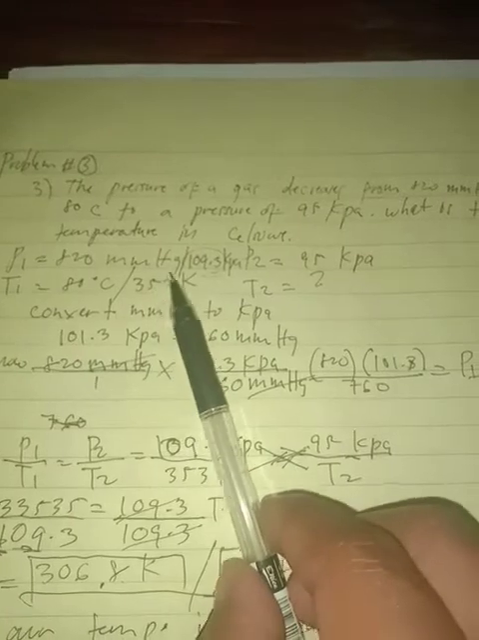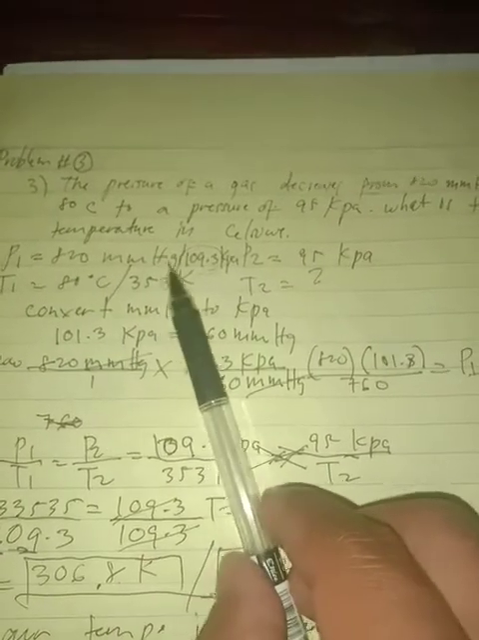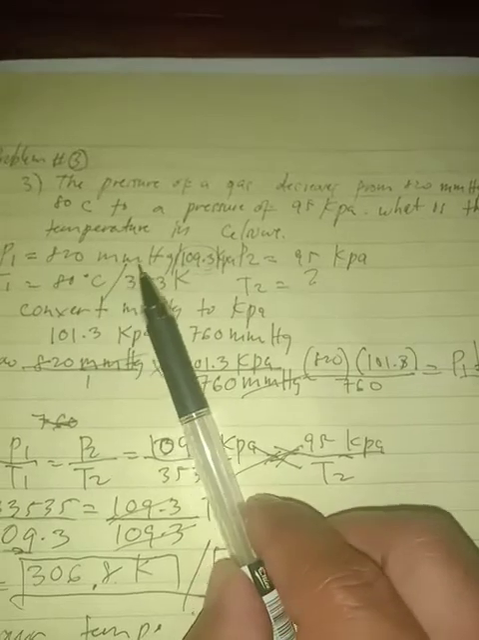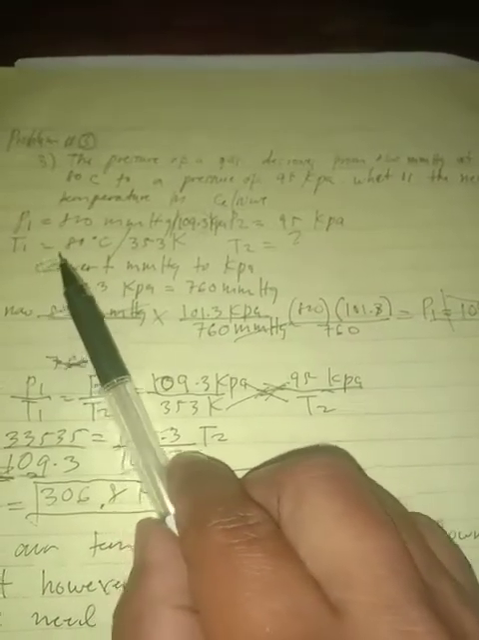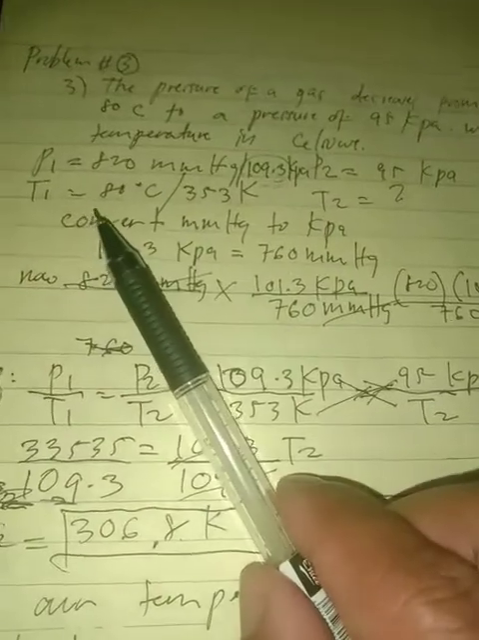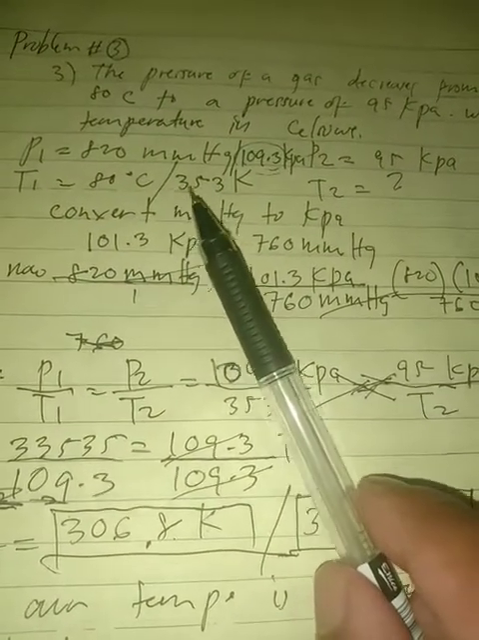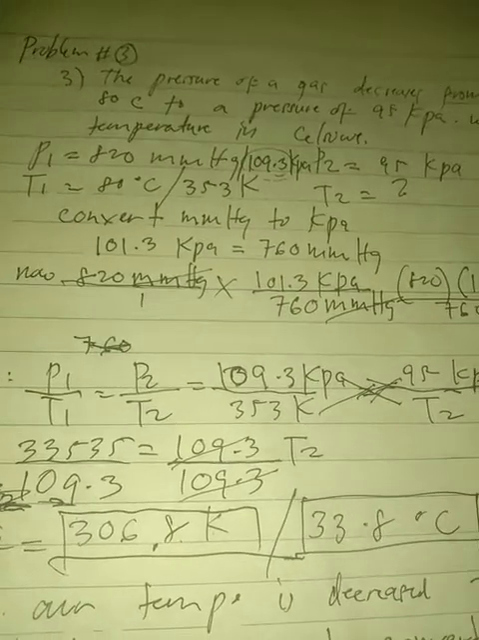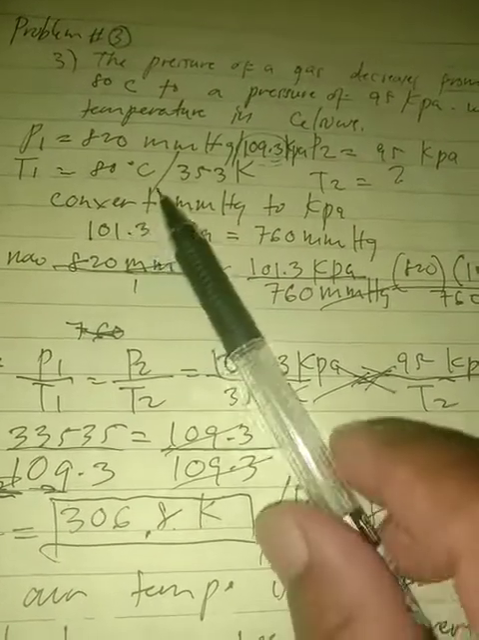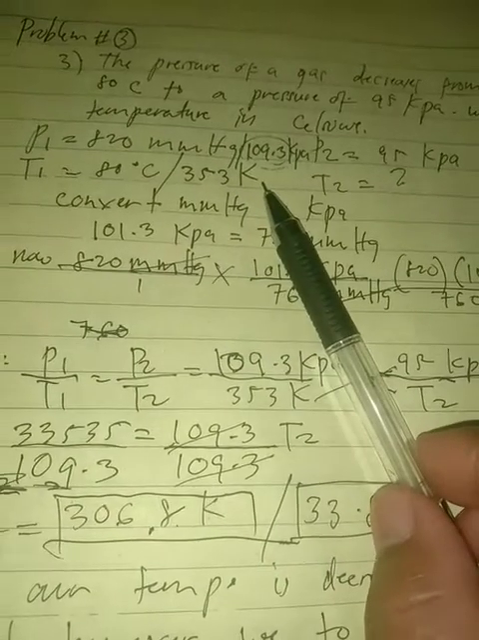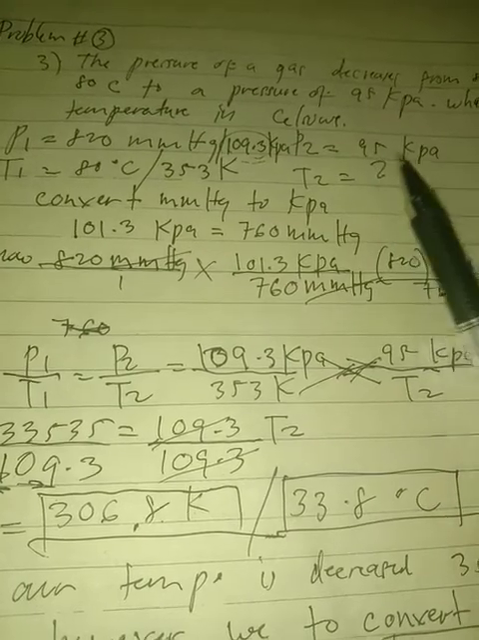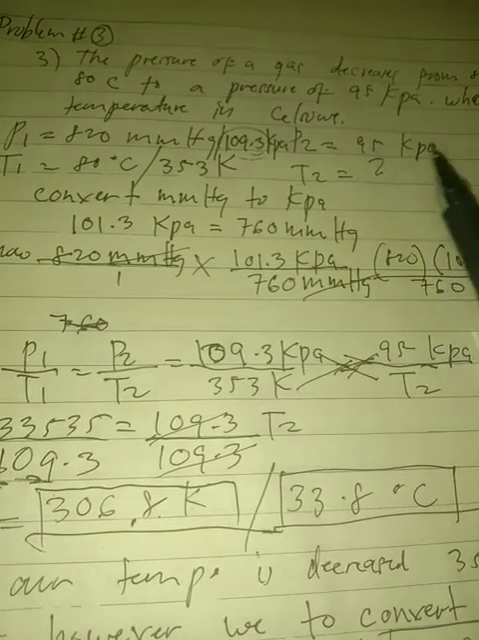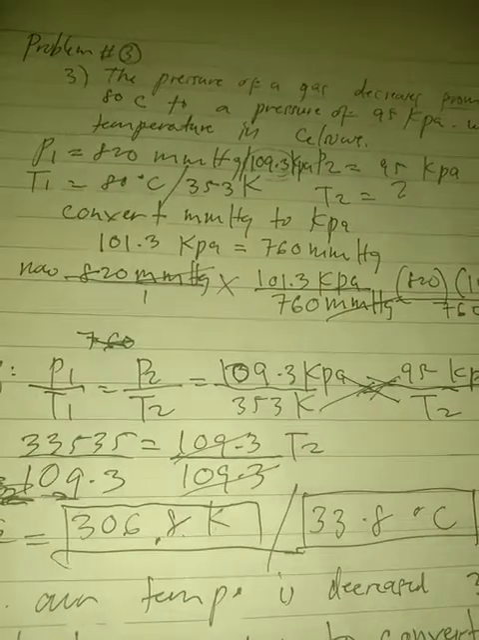To become kPa, we are going to write here 109.3 kPa. So this one we already converted, from mmHg, millimeter mercury, to kPa, kilopascal. Our T1 is 80 Celsius. To become Kelvin, we add 273. So now our T1 is 353. The next is our P2, 95 kPa. Since it is already kPa, we are not going to convert it. Now our T2 is unknown.